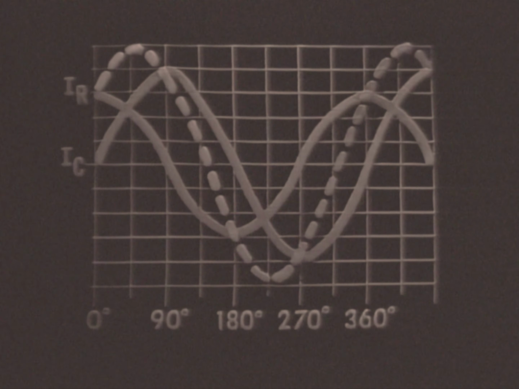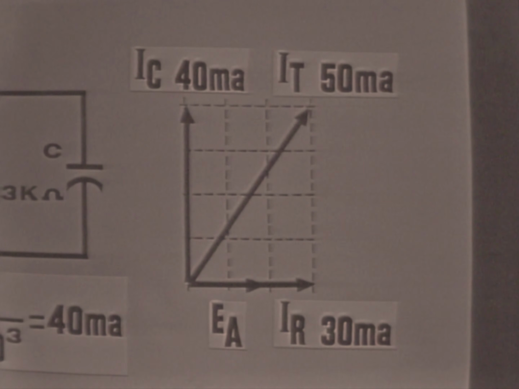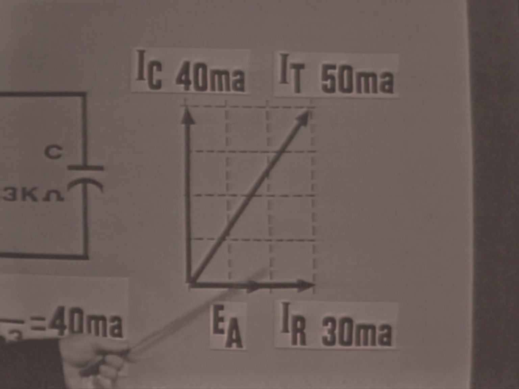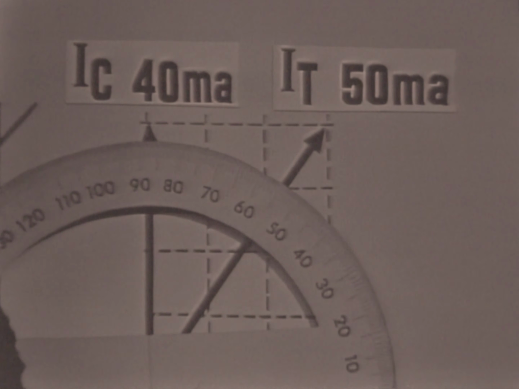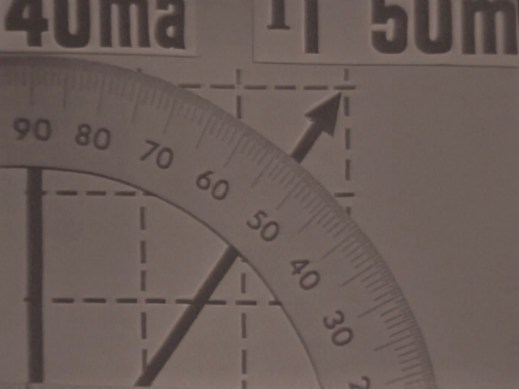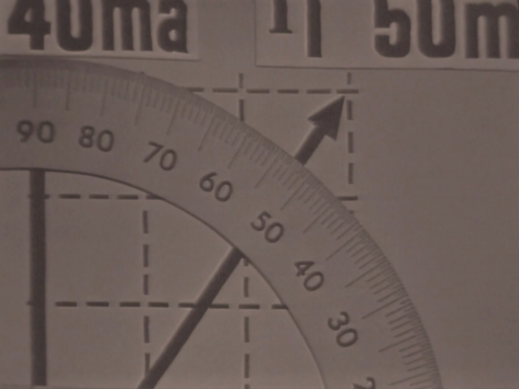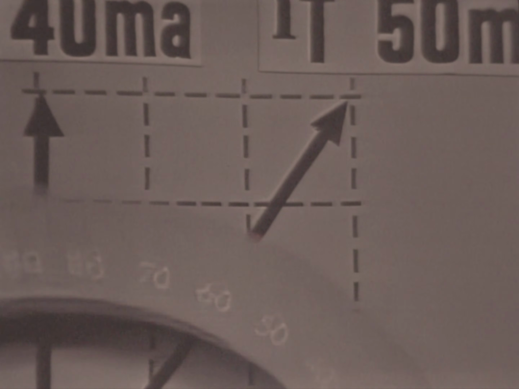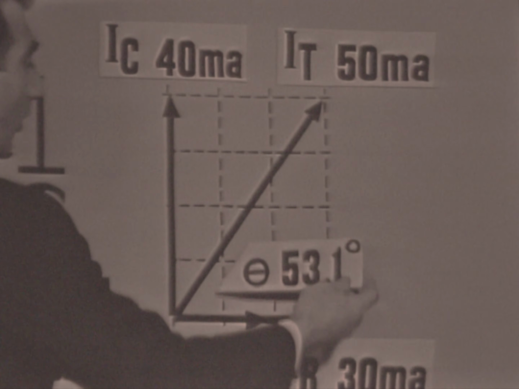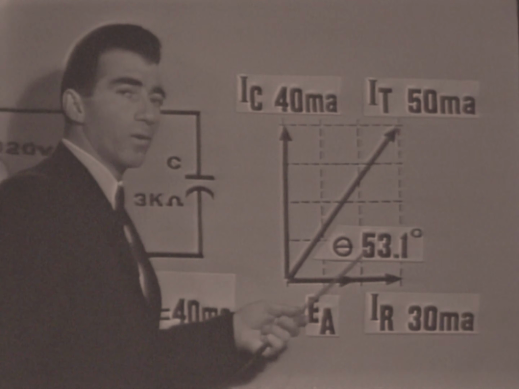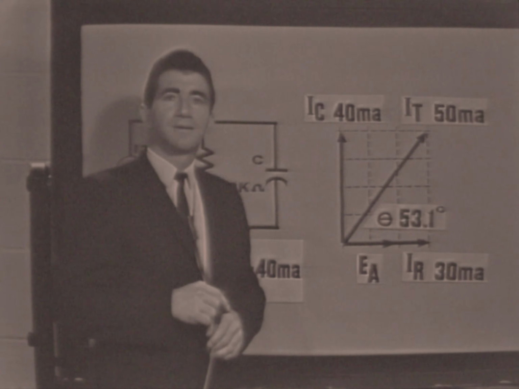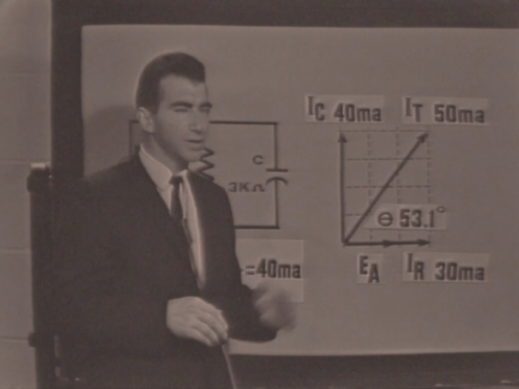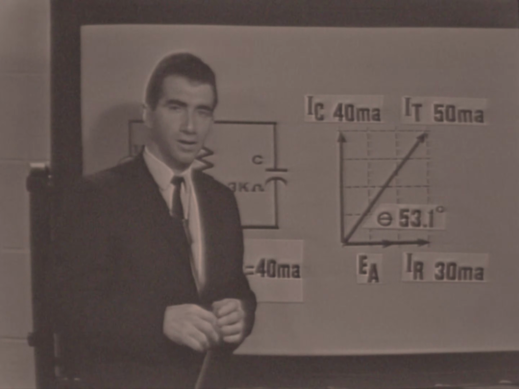Now, the approximate phase angle may be found by simply measuring angle theta, which is the angle between the total current and the reference, or EA. And we can measure the angle simply by applying a protractor to the schematic, or the vector drawing, and we see that the approximate angle is 53 degrees. However, we know that the exact angle is 53.1 degrees. And you can see that the graphical solution for these values is approximate at best and would be difficult to handle in a more complex circuit.